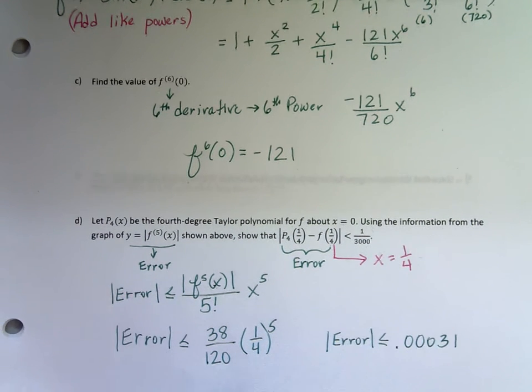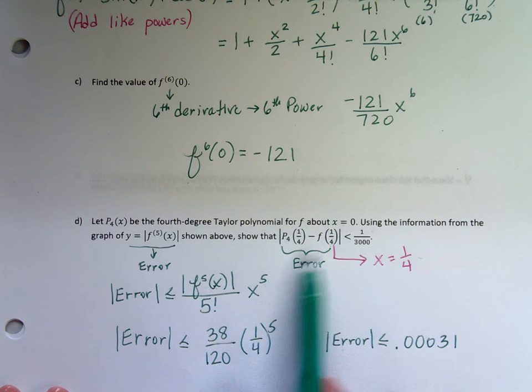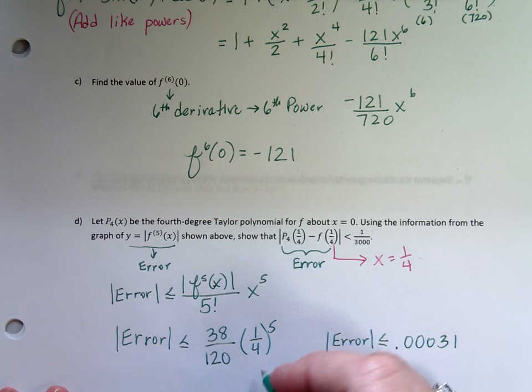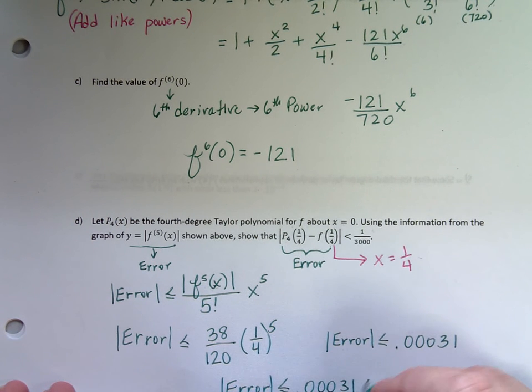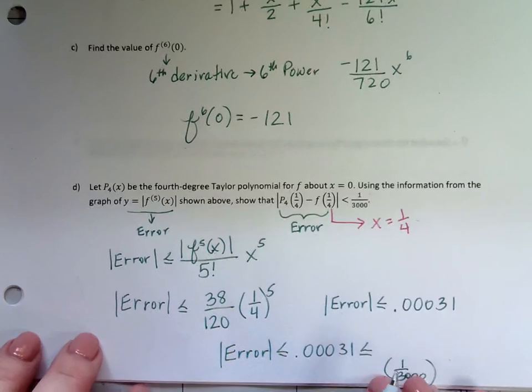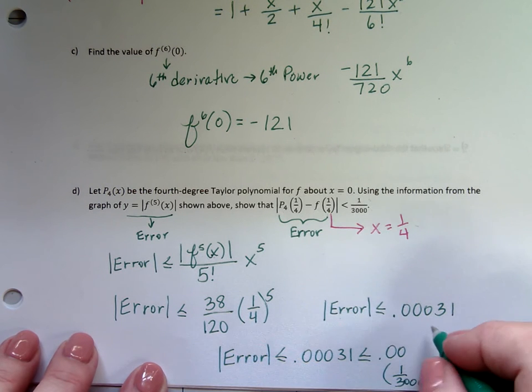And I have to show that it's less than 1 over 3,000. Well, 1 over 3,000, I'm going to show you this way. My error, and you can keep the absolute value since we started with it, is less than 0.00031, which is less than 1 over 3,000, which, if I were to divide that out, is 0.00033 repeating.